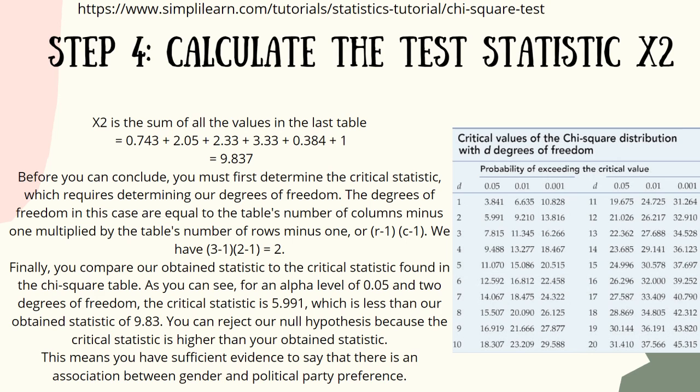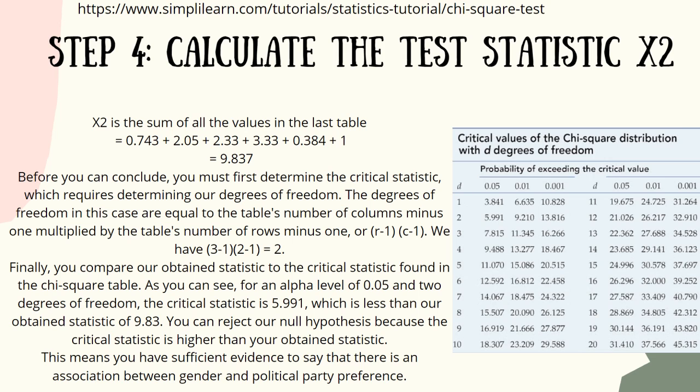Now, degrees of freedom in this case are equal to the table's number of columns minus 1 multiplied by the table's number of rows minus 1, or (R minus 1)(C minus 1). We have 3 minus 1 and 2 minus 1, which is 2.